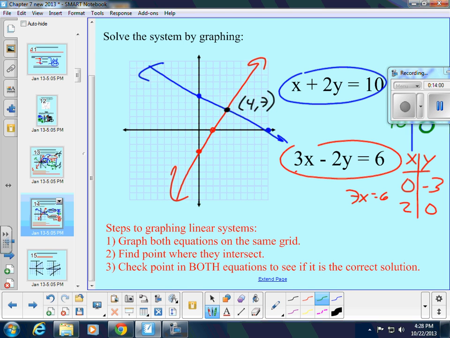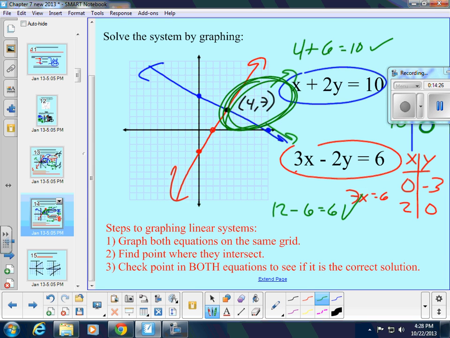So if I put 4 in for x, I get 4 plus, and then 3 in for y. 2 times 3 gives me 6. Does that equal 10? Yes, it does. That's putting it in the top equation. If I substitute it into the bottom equation, 4 times 3 gives me 12. 2 times 3 gives me 6. 12 minus 6, is that 6? Yes, it is. So 4, 3 must be the solution to that system.